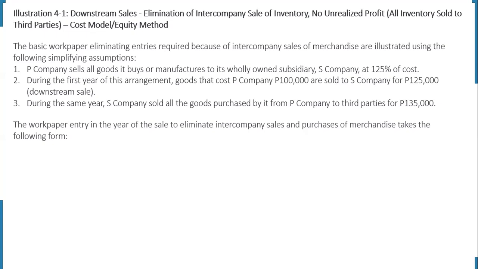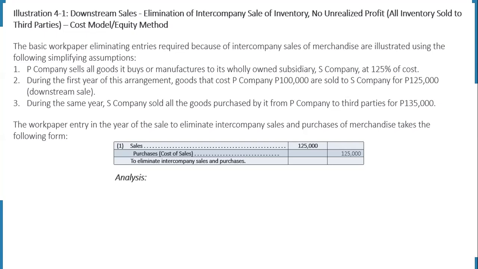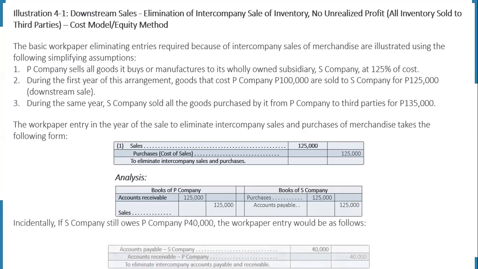So we have now the work paper entry in the year of sale to eliminate intercompany sales and purchases of merchandise. So we have now the entry for elimination purposes: debit to sales, 125,000, and credit to purchases or cost of sales, to eliminate intercompany sales and purchases. Now remember, it's P Company recording sales for 125,000 and it's S Company recording purchases for 125,000. So you are now eliminating with this analysis.